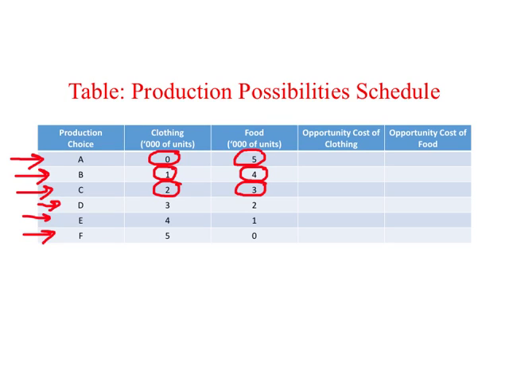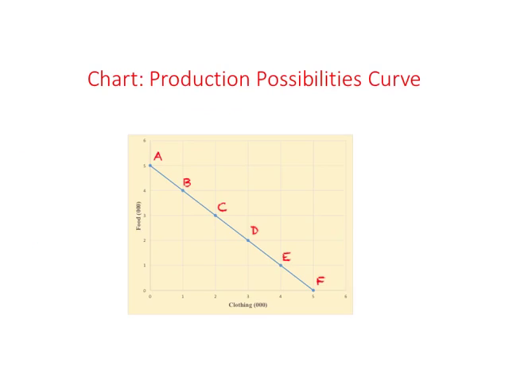Now, this table contains information about production choices or production possibilities, and hence this table is called the production possibilities schedule. Based on the information in the production possibilities schedule, we plot those points which reflect different production possibilities. We have units of clothing in thousands on the horizontal axis, and units of food in thousands on the vertical axis.